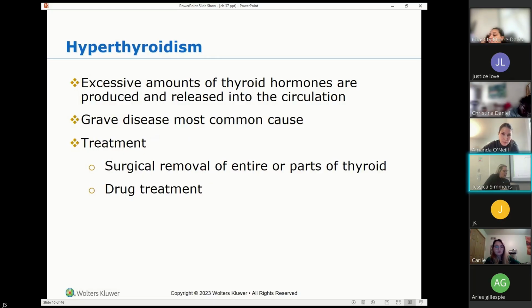Okay, so hyperthyroidism is the excessive amounts of thyroid hormones that are produced and released into the circulation. Graves' disease is the most common cause. A signature sign of Graves' disease is bulging eyes.